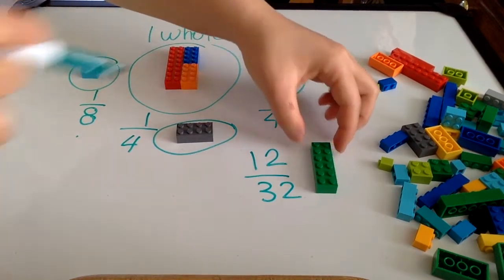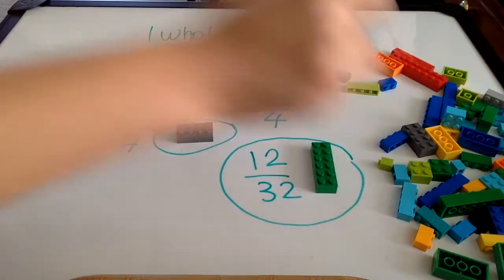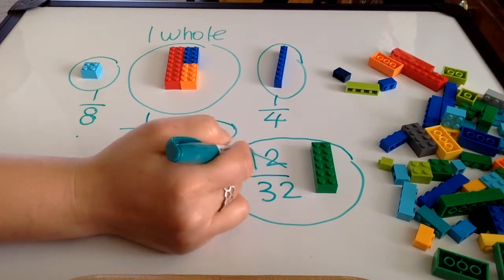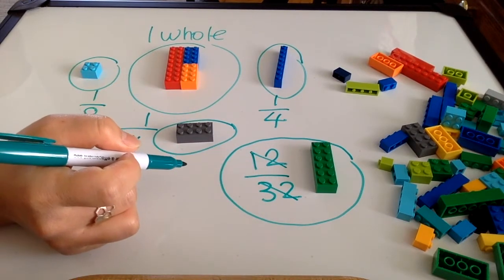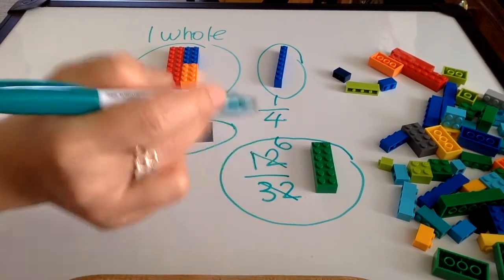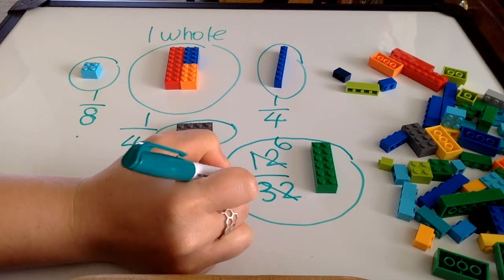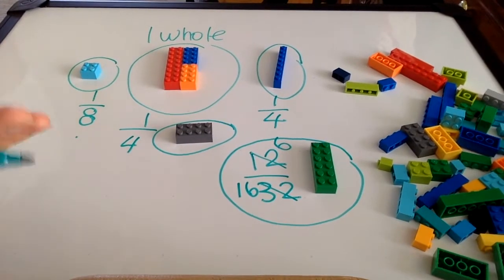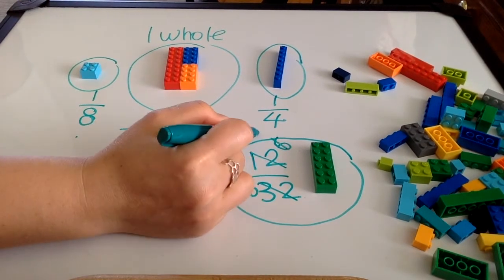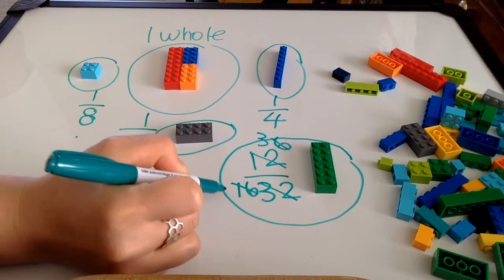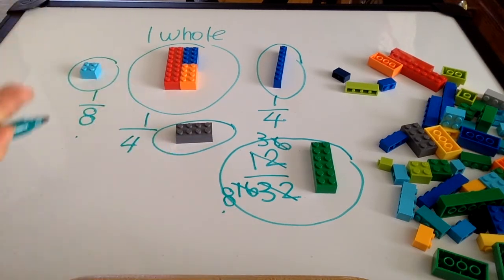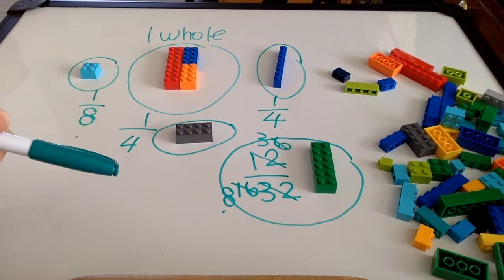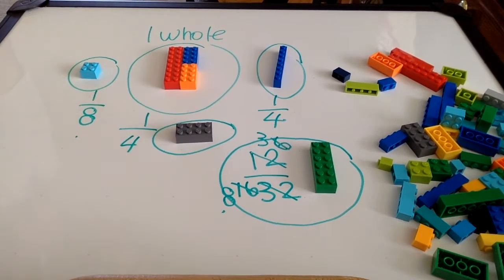So this piece, I have 12 out of 32. Can I simplify that? Yes, I think I can divide both the numerator and denominator by 2. So that would give me 6 over 16. I can still divide this by 2. So that would give me 3 over 8. So that means I could have divided both the numerator and denominator by 4. But here you are. This is 3/8.